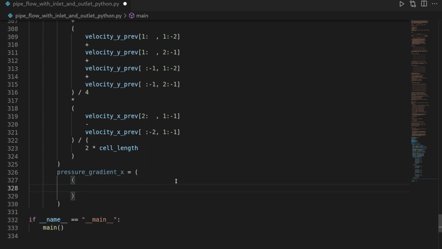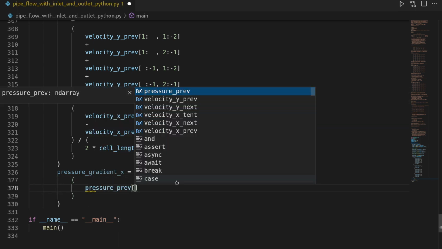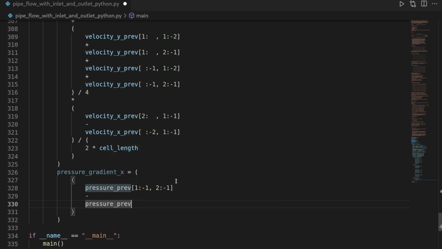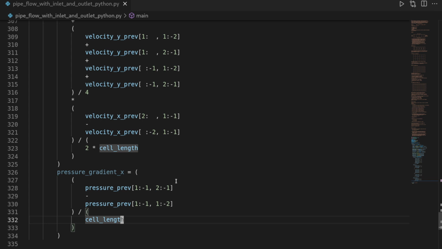And the pressure gradient is therefore given as the previous pressure indexed at the interior in y, and then 2 to -1 in x, minus the pressure previous interior in y, and then 1 to -2. And here we only divide by cell length, because that's the distance between the two pressure nodes. And that is still a central difference. And that is probably the little bit confusing part about the staggered grid. But here we again have a second order approximation to the derivative. And that was quite a long preparation.